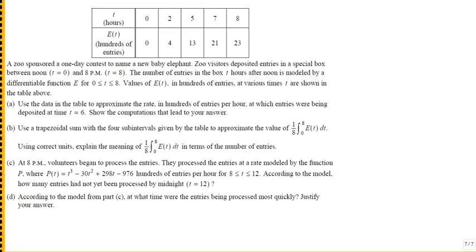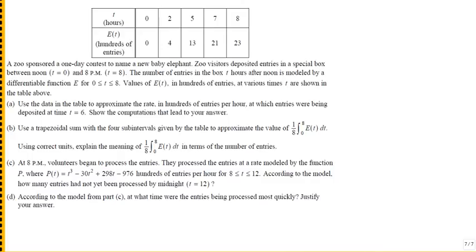Okay, in the next problem, a zoo sponsored a one-day contest to name a new baby elephant. Zoo visitors deposited entries in a special box between noon and 8 p.m. That's t equals 0 and t equals 8. The number of entries in the box t hours after noon is modeled by a differentiable function e for t greater than or equal to 0, less than or equal to 8. Values of e of t in hundreds of entries at various times t are shown in the table above.